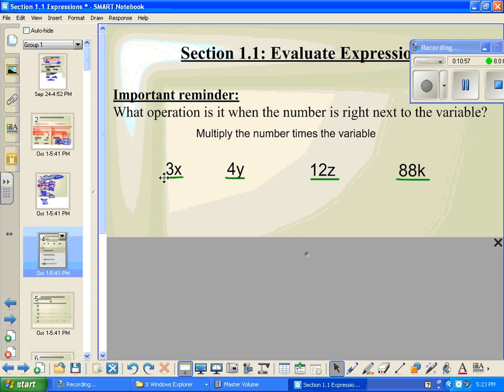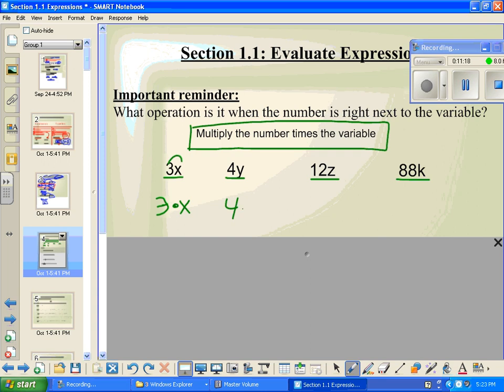What we need to know and realize all throughout algebra, you're going to see this a lot. When you see a number right next to a variable, that means you're going to take 3 times whatever x is. It means multiplication is the operation that links those two, the variable and the number. So another way to write this, you could say 3 times x with a little dot there.